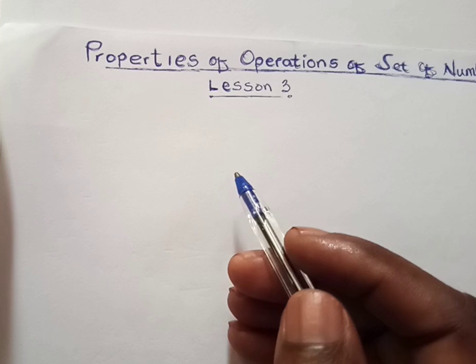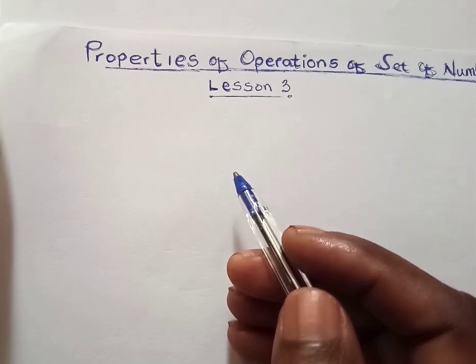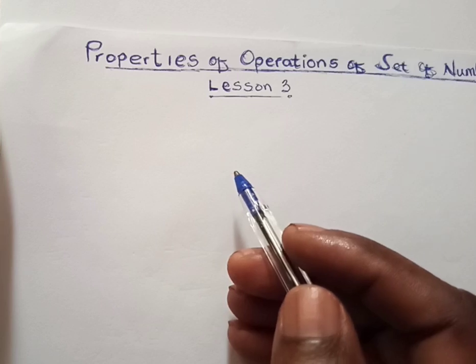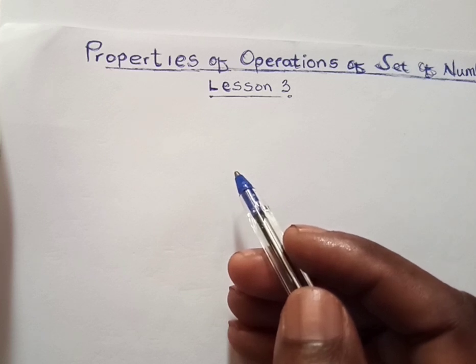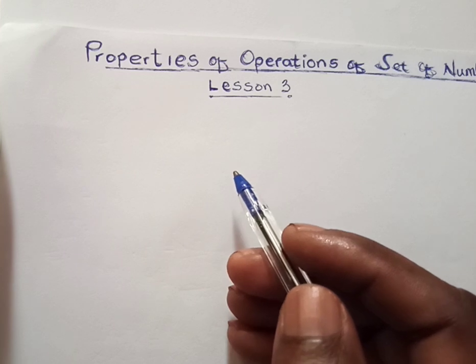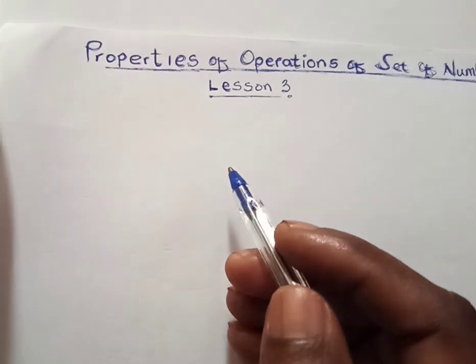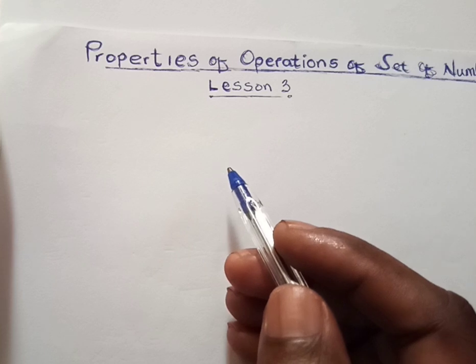We've already talked about the various sets of numbers. We've talked about the real number system. We looked at natural numbers, whole numbers, integers. We also looked at rational and irrational numbers. So today we're going to deal with properties of operations.